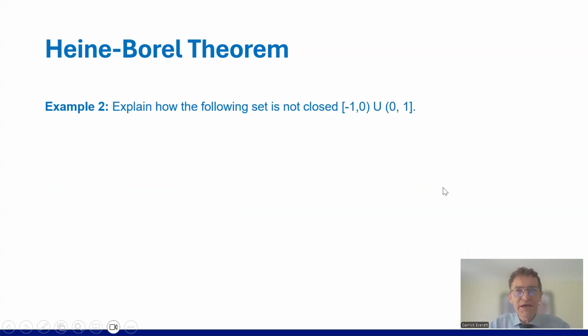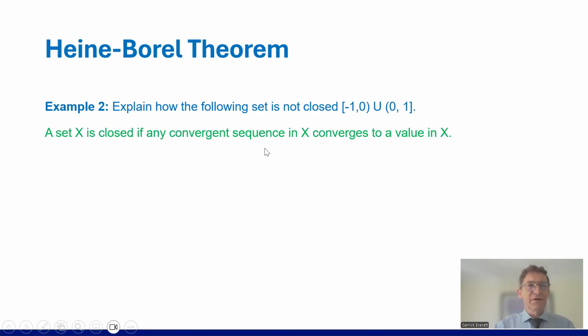Example 2, explain how the following set is not closed. So we've got square bracket -1, 0, round bracket, union, round bracket, 0, 1, square bracket. Again, we can't use the terminology from the question, so let's use something else. We're using one of the 3 things we went through a few slides ago: a set X is closed if any convergent sequence in X converges to a value in X.